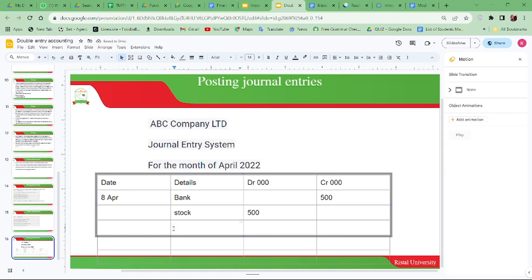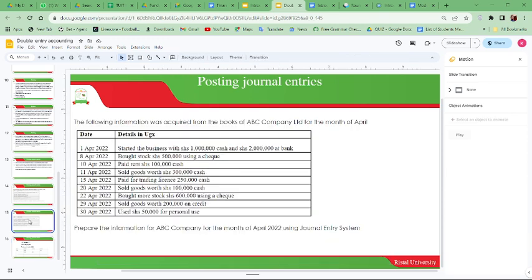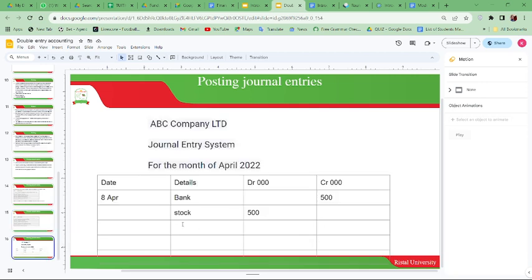You have to write the description. So under description, the statement will give you what to write. So here we have bought stock using check. So we are going to say in our description, bought stock using check. That's what you're going to write in our description.